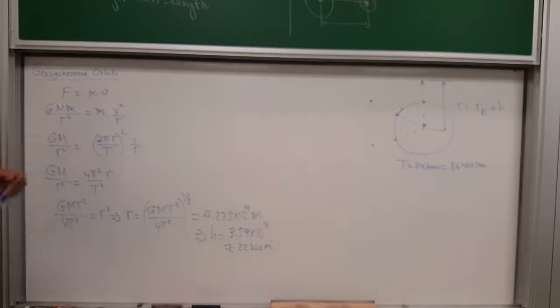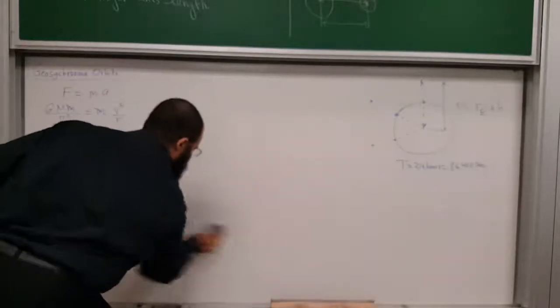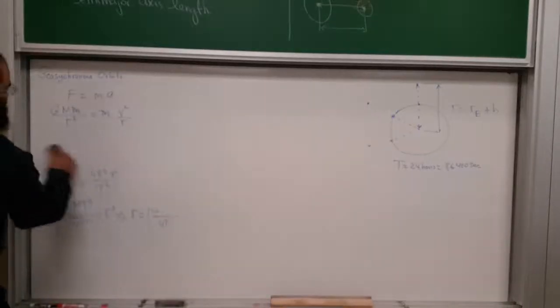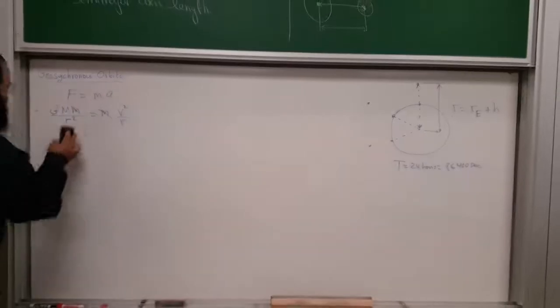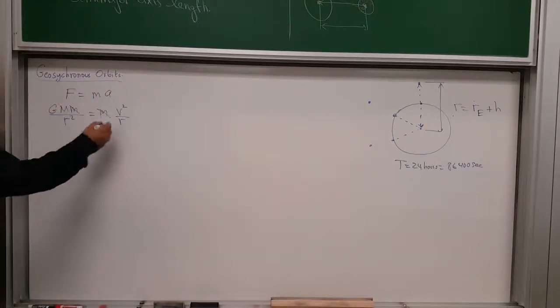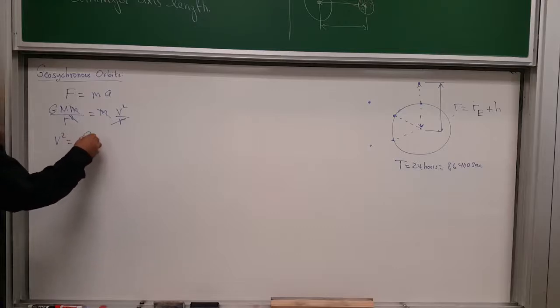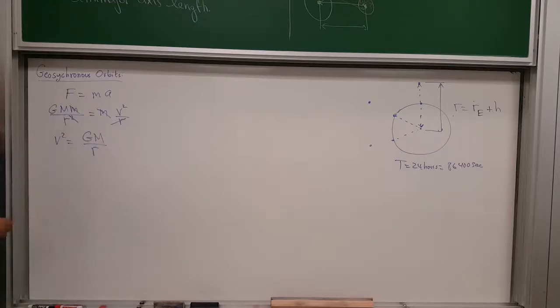Let me start here. So let's say I have an object orbiting at some radius r. I get the fact that v squared will equal G capital M divided by r.